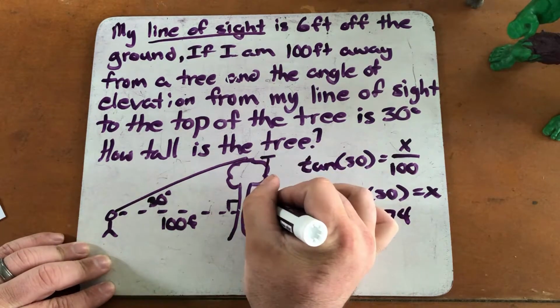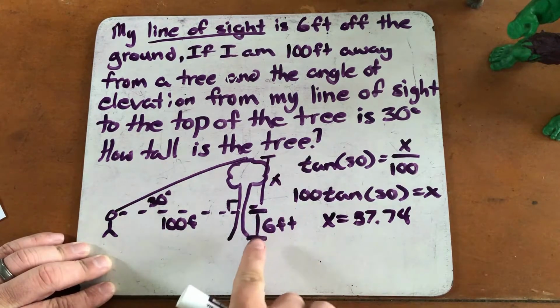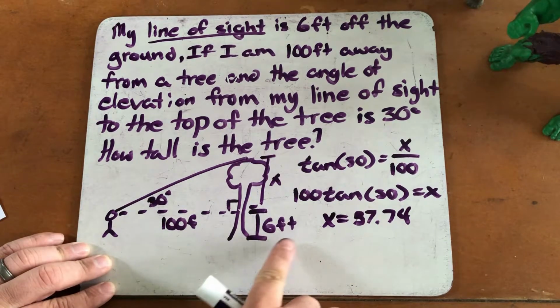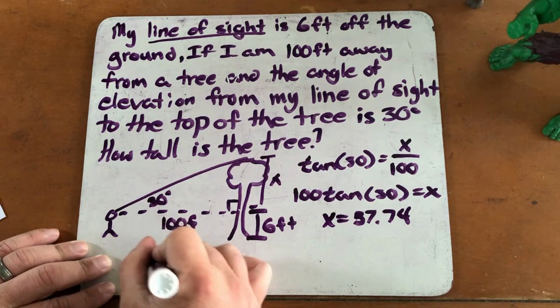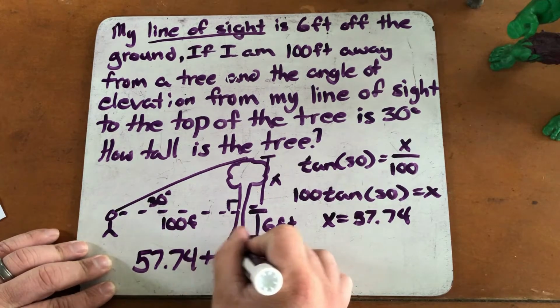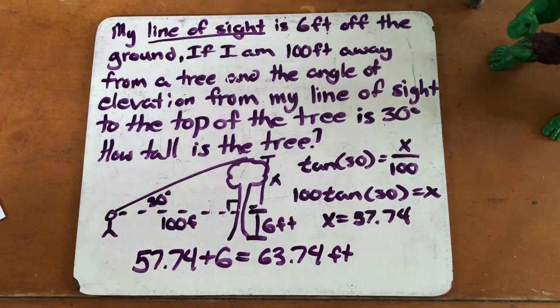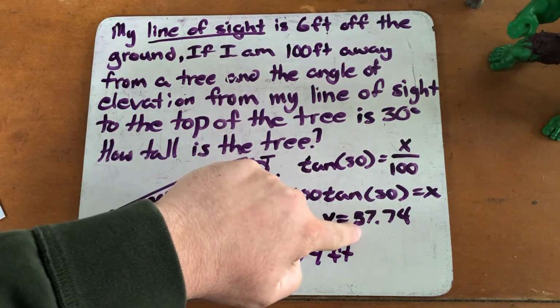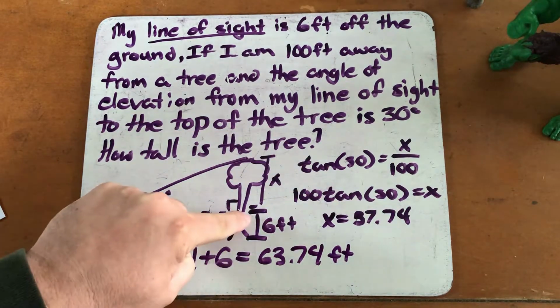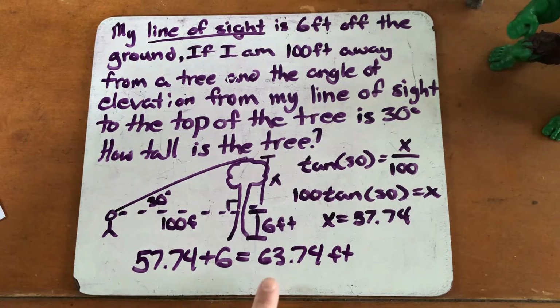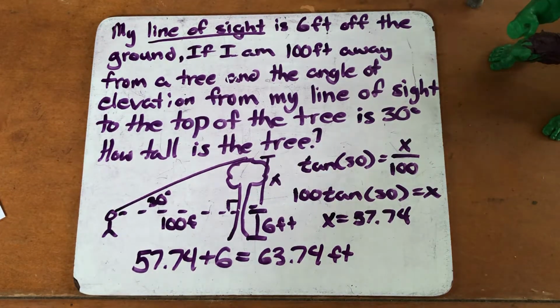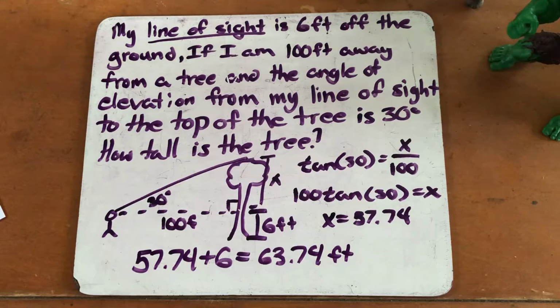That means that from here to here is x. So to get the whole height of the tree, I have to do x plus 6. So 57.74 plus 6 equals 63.74 feet. So the whole height of the tree is the x that I just found, which is 57.74, plus 6, which is how high my line of sight is, which is 63.74 feet. So the tree is 63.74 feet tall. If Pinocchio said, "My nose will grow now," would it?